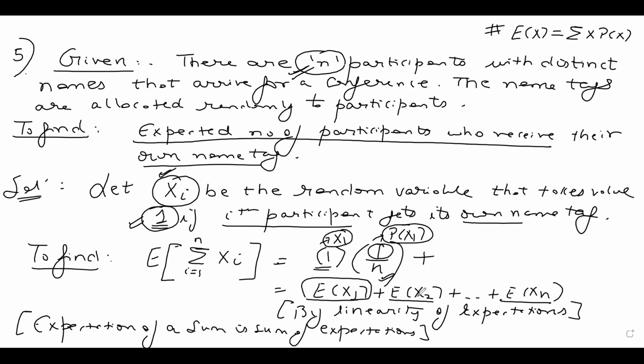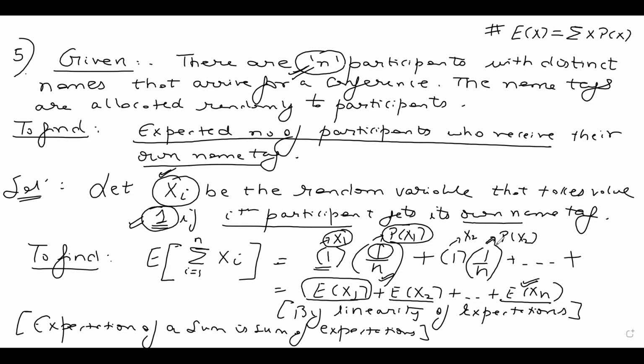Plus, what is the expected value of x2, guys? Same, because all these xi's are independent and identically distributed. So expected value of x2 will be nothing but the value taken by x2, which is 1, into probability of x2, which is 1 by n. Similarly, I can keep on adding till the nth term.